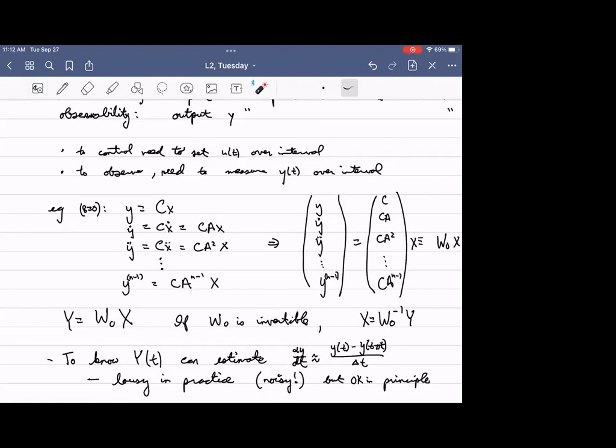Okay. And so it's a very similar thing, and it leads to a very similar kind of condition, except that now, let's say again, one input, C is a row vector. So we'll have a row vector here, CA is another row vector, CA squared is another row vector, and so on. So we have n row vectors here, and we use them to construct the matrix, and we ask, is it observable?